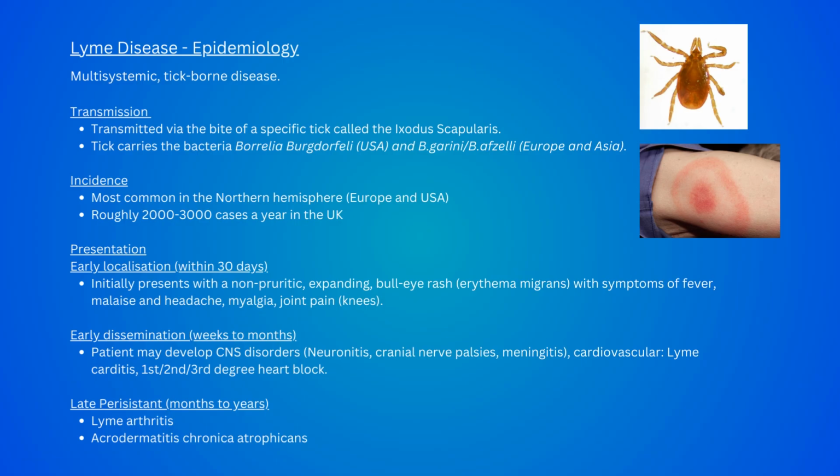to develop serious CNS disorders, particularly neuritis, cranial nerve palsies, and meningitis, as well as cardiovascular diseases such as Lyme carditis, because the bacteria can then go on to infect and affect the heart's electrical conduction, and impact on the movement of signals between the SAN and the AVN, leading to first degree, second degree, and third degree heart blocks.